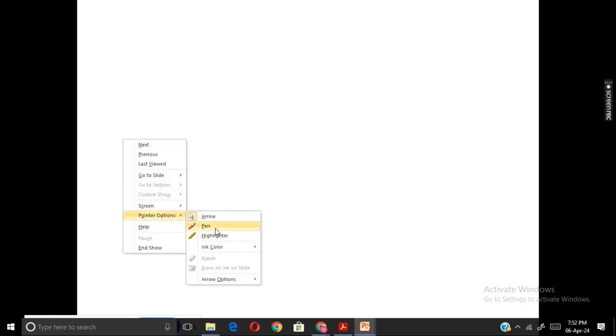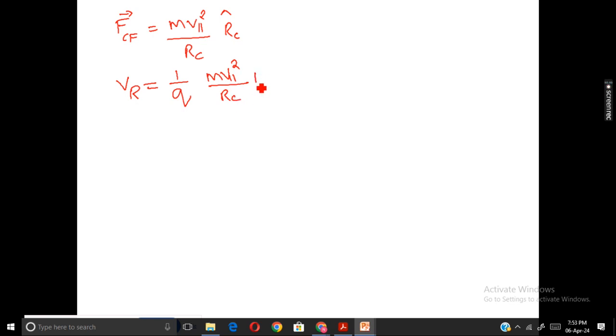While substituting, we will get the centrifugal force F equal to m v parallel square by Rc into Rc cap. Substituting, we will get V_R, the drift velocity due to the curvature, given by 1 by q into F, which is m v parallel square by Rc into Rc cap, cross B by B square. So this is the equation for V_R.